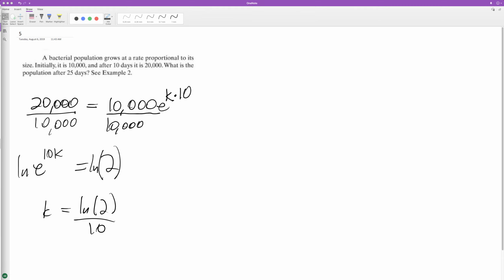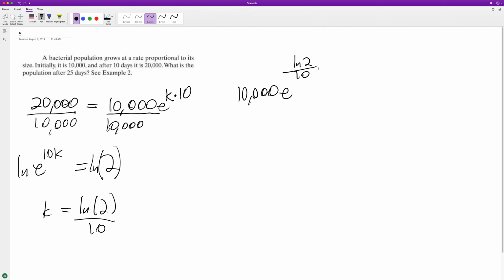And I have no idea what that is. All right, so what we'll do is we'll sub that in. I'll just calculate at the very end. So 10,000 times e raised to the natural log 2 over 10 times 10. Oh, hey, that's kind of nice. So it's just e raised to the natural log 2. So let's figure out what that is.